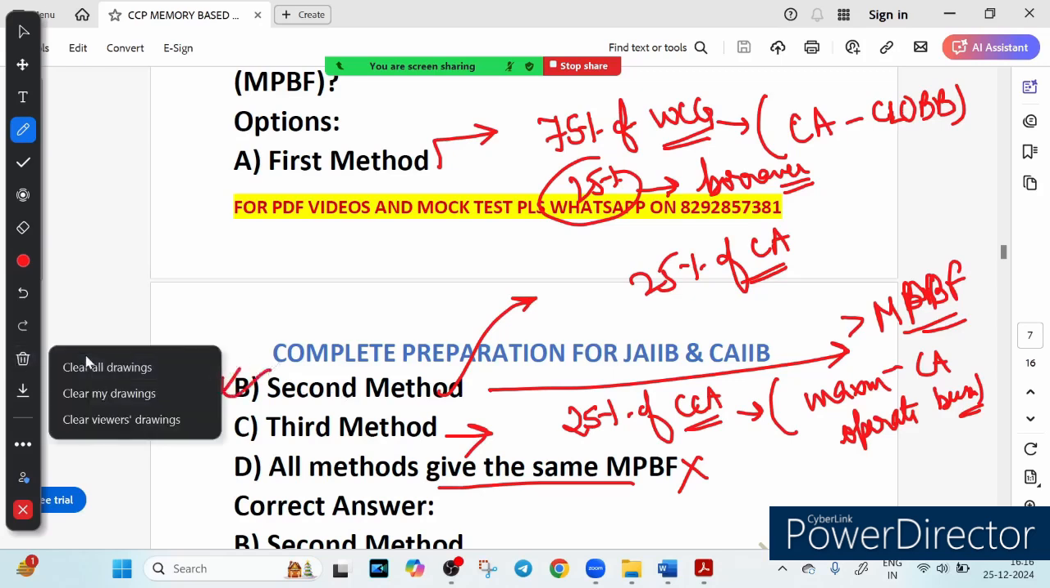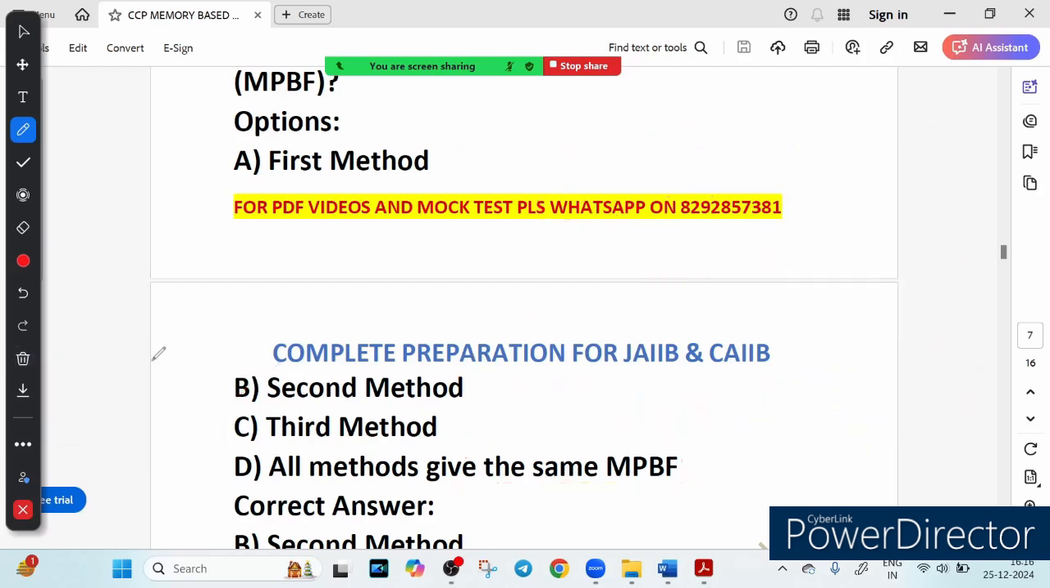So the question is why does the second method give the highest MPBF? See, we have fixed the borrower contribution at 25% of total current asset. We have just fixed it in the second method. So the bank share increases. In this case, the bank share will increase, and it allows for a larger loan compared to the other methods.